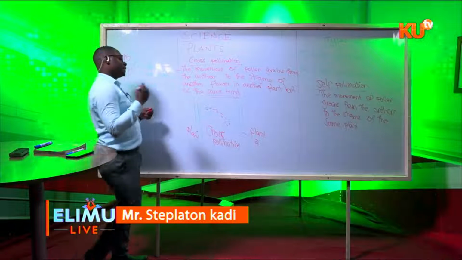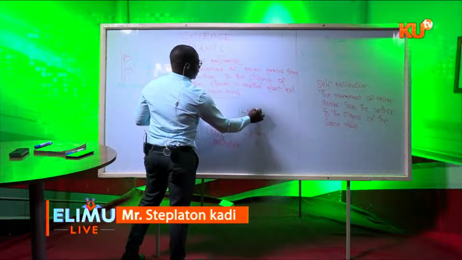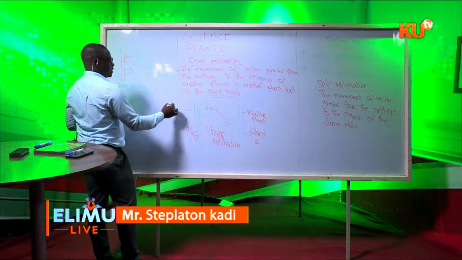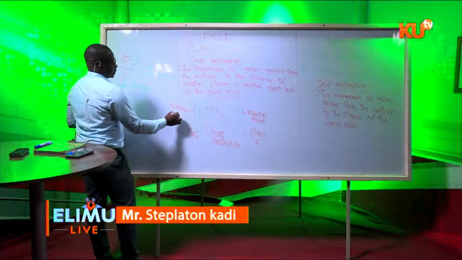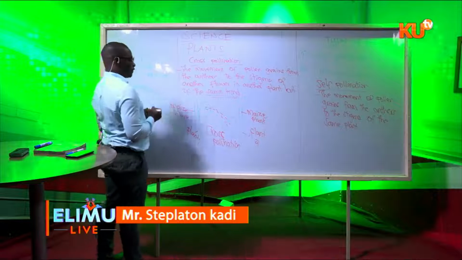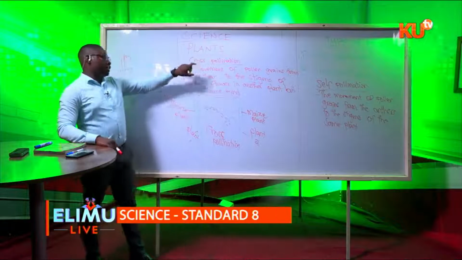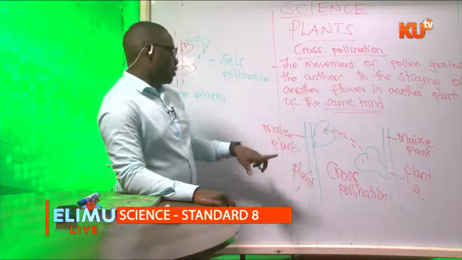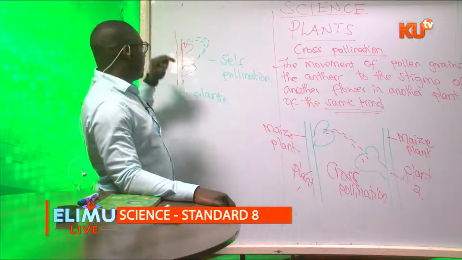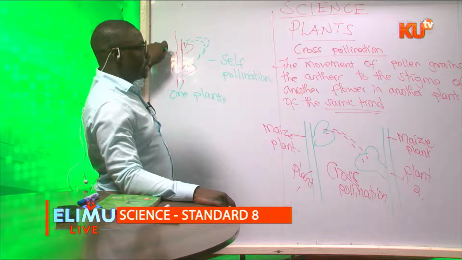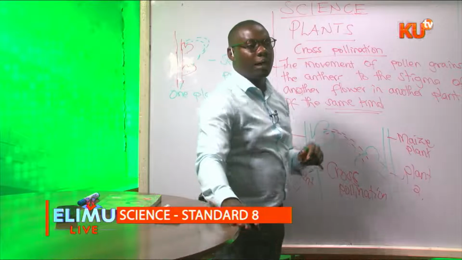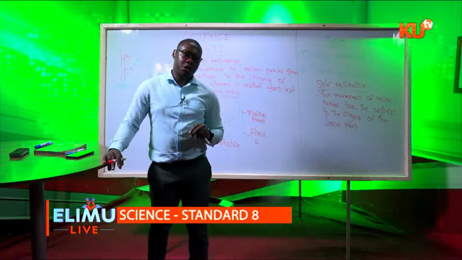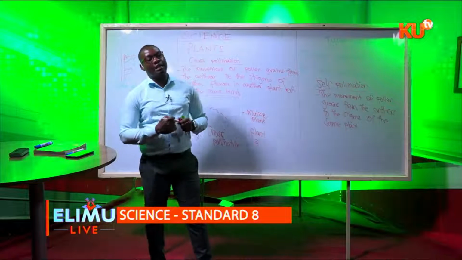If this is a maize plant, this one should also be a maize plant. So the plants have to be of the same kind. So that now will be cross-pollination. If we look at it diagrammatically, this will be cross-pollination, 2 plants. This will be self-pollination, 1 single plant. So that is about cross-pollination and self-pollination. The cross-pollination can either be by wind or insect.